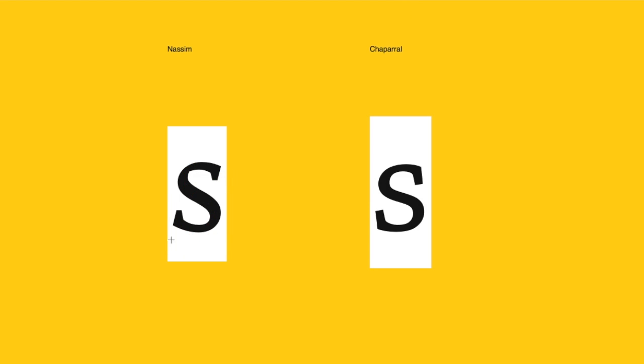However, while we see this momentum this way, it's interesting because I feel like with the Chaparral S, it's actually a momentum pushing up this way. And again, the reason why is because of how the terminals are handled, specifically this top serif. I would definitely say it's handled in a way that pushes to the upper right, and then how the curves are handled. Again, especially this bottom curve over here, the way it's drawn and rendered gives us momentum. It's pushing to the upper right. So Nassim's S has this downward momentum, while Chaparral's S has this upward momentum.